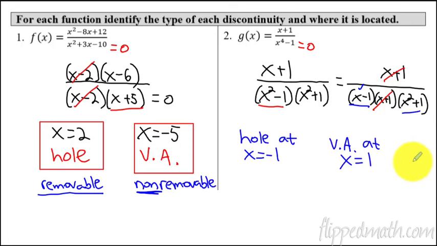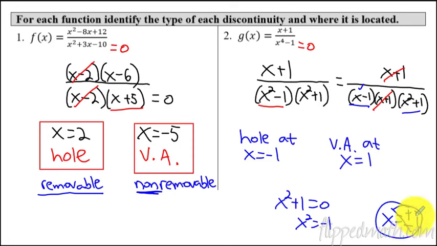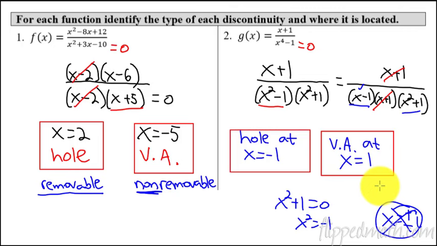What about this one? Well, there's not going to be an answer here because I'll show you down here why. If you take x squared plus 1 and set it equal to 0 and solve, you get x squared equals negative 1, and then you solve that, you get x equals plus or minus an imaginary number. The square root of negative 1 is imaginary, and we are not dealing with imaginary numbers on this, so thank goodness. So all we have to worry about on this graph is a hole at x equals negative 1 and a vertical asymptote at x equals 1.